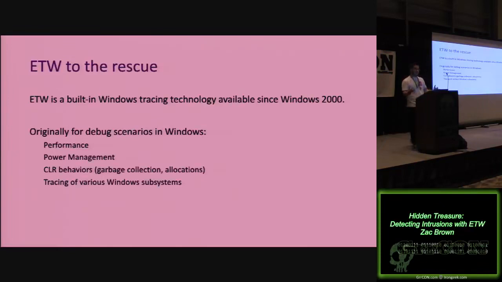It's originally for debug scenarios, and so teams would use it for things like performance traces to figure out how much battery drain you're getting, and you'd use it for power management performance, like speed of API calls performance, and then power management for battery drain scenarios, CLR behaviors for things like when is garbage collection happening, when are we allocating memory, and then tracing of various subsystems. And actually various really should be most.